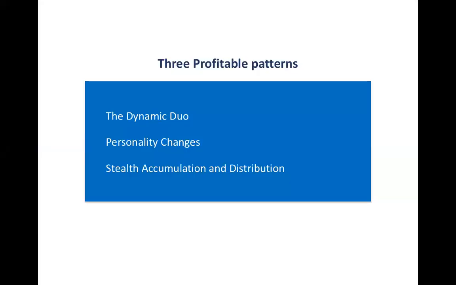So I'd like to cover 3 other patterns. We're going to condense 2 of them into one chart. We call them the dynamic duo, personality changes, and then the very special way to look at Chaikin money flow, which we call stealth accumulation and distribution.